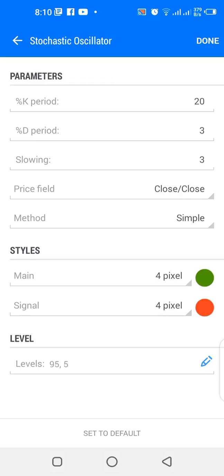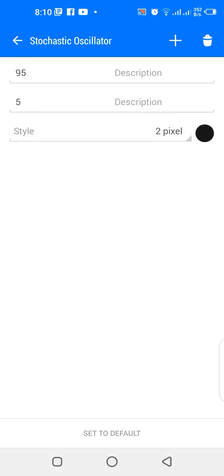Then we'll look at the levels. We have 95 and 5. The color is black.